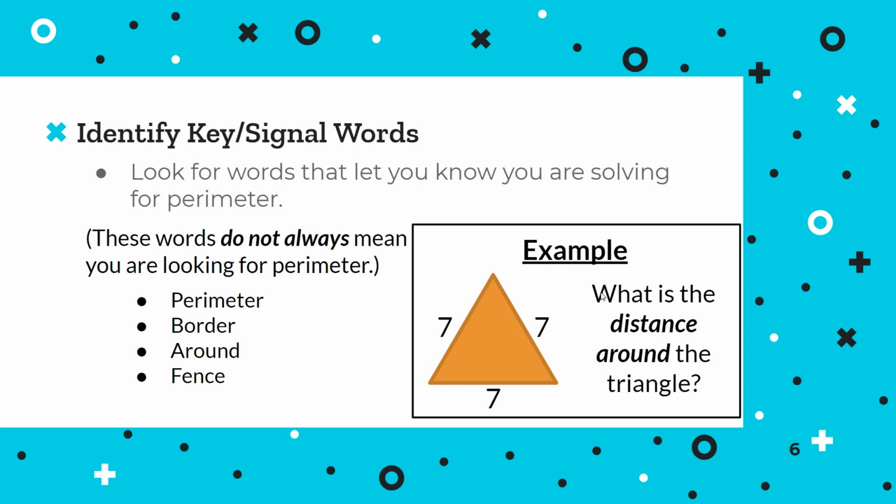I'm sorry. For example, what is the distance around the triangle? Because I said distance around, that tells me that we're looking for the perimeter and we're going to be adding all the sides together.